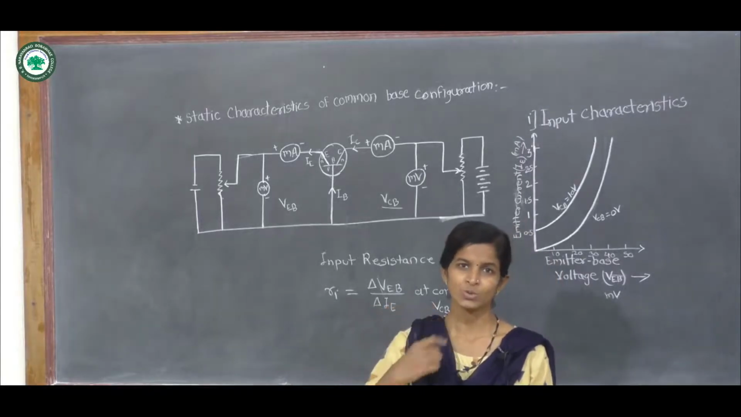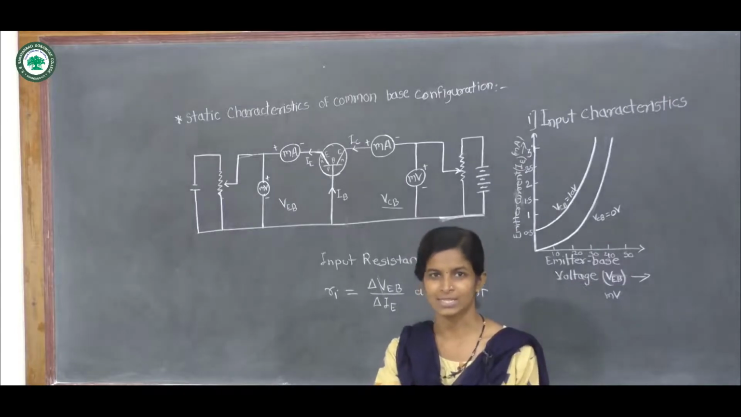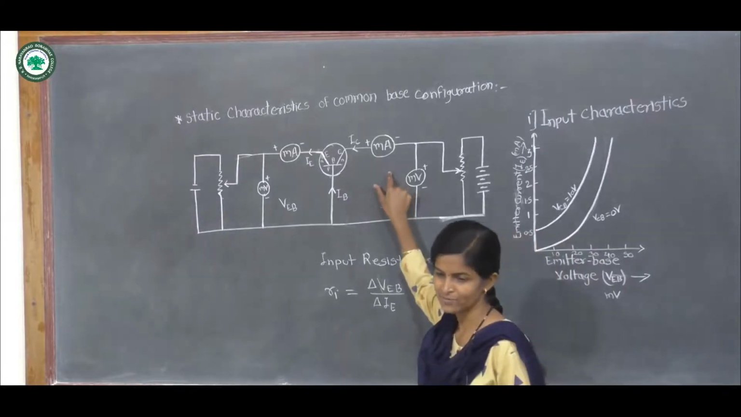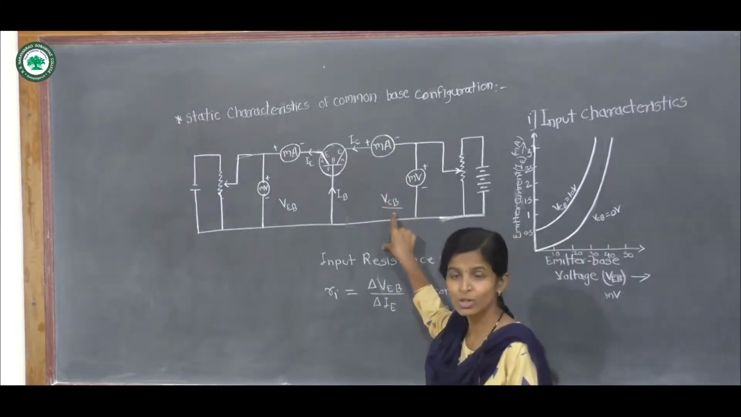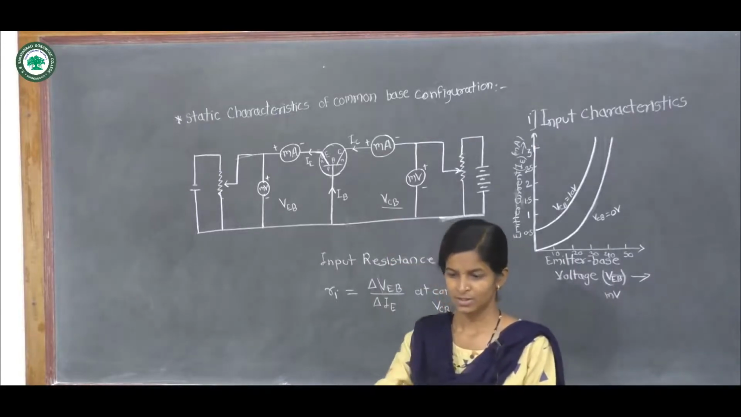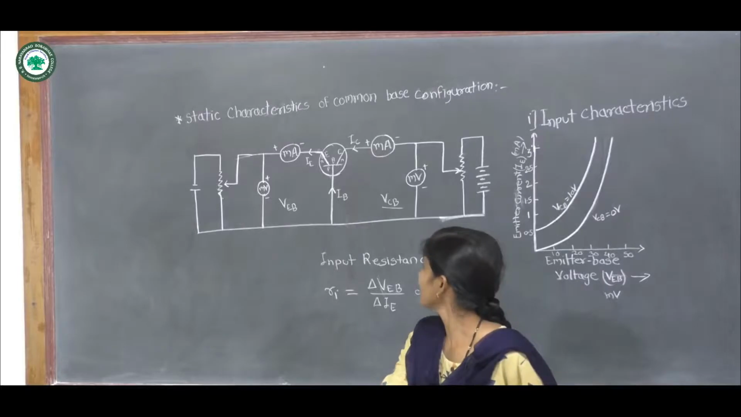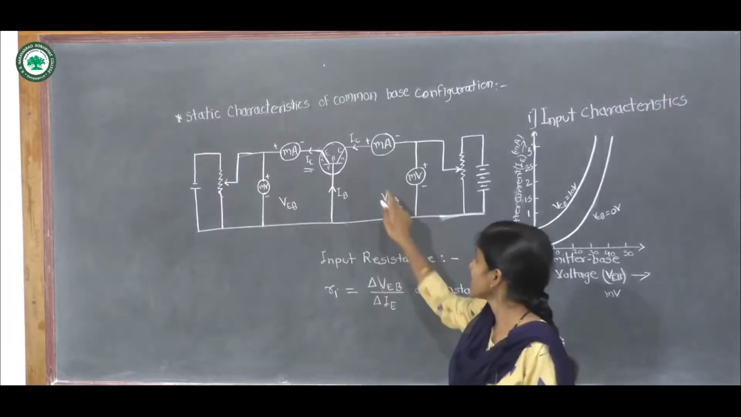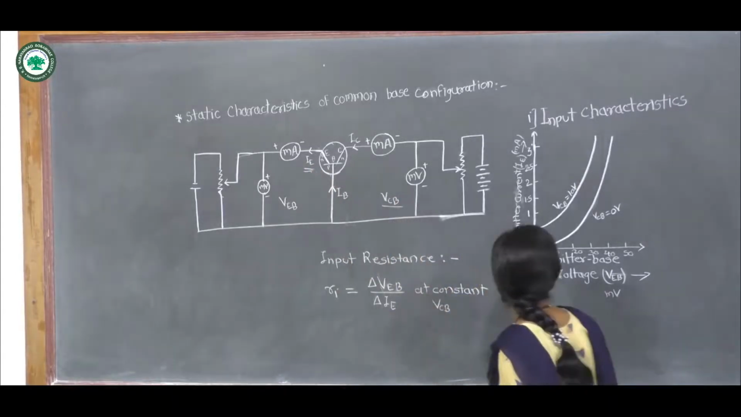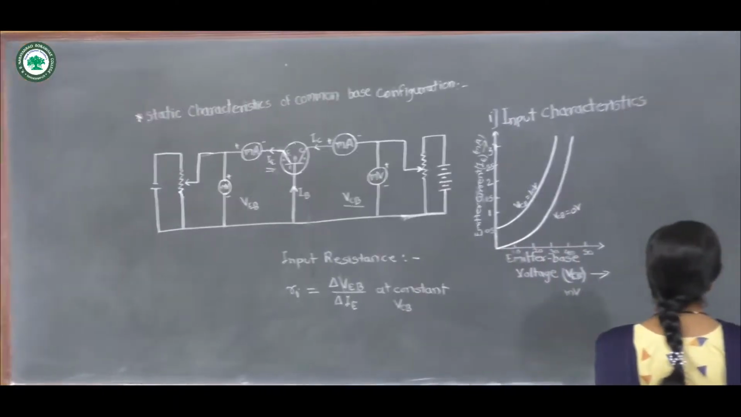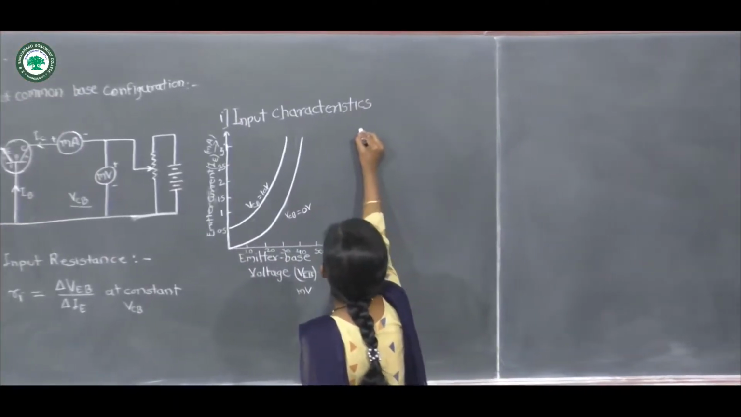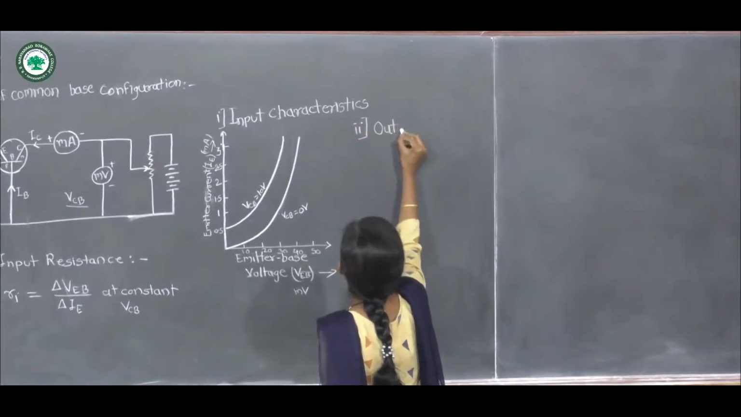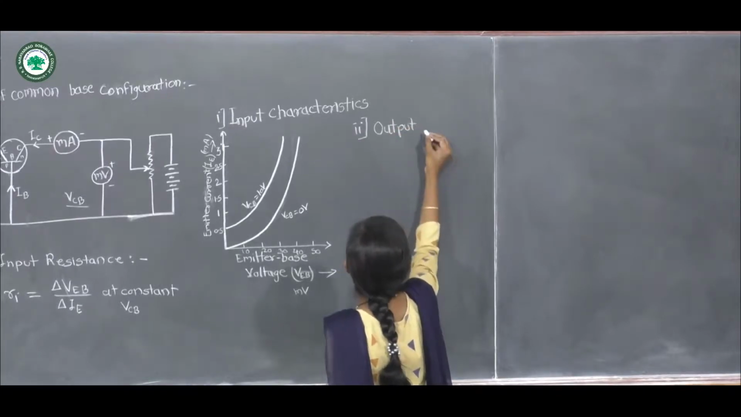Then next one has to study the output characteristic, that is the variation in collector current as a function of collector base voltage at constant IE, that is emitter current. When this IE is kept constant, what is the variation in IC as a function of VCB? So we will discuss this output characteristic.